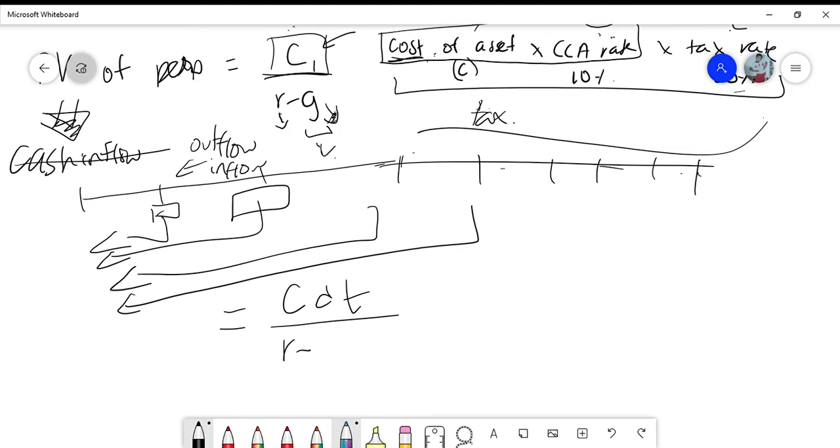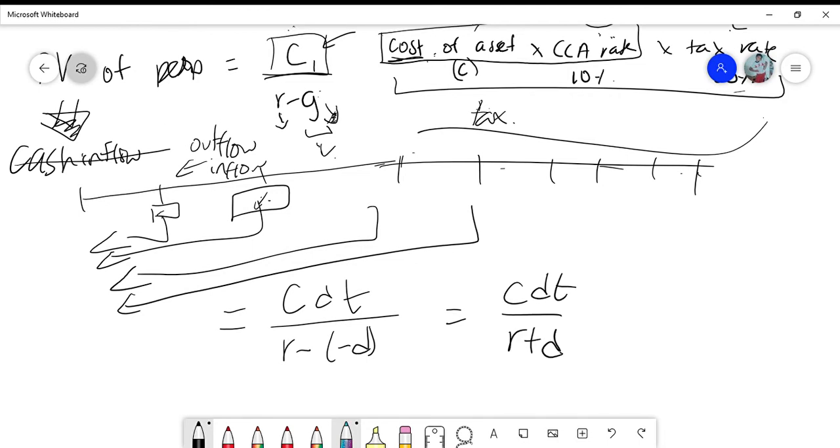So growth is always a positive number, right? Because I'm going to get more money in the future. But in this case, the CCA rate actually makes that money less, because the cost of asset will go down as the carrying amount goes down. So it would actually be a negative number, negative D, remember, the whole CCA rate is D. So which is CDT all over R plus D.